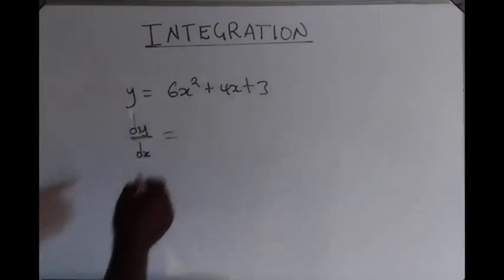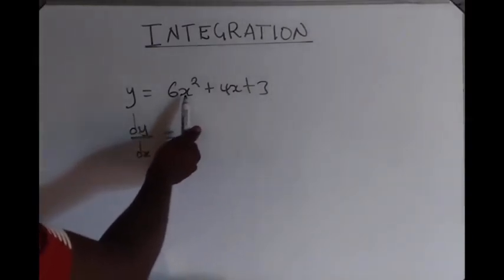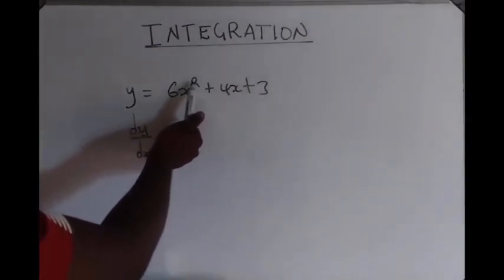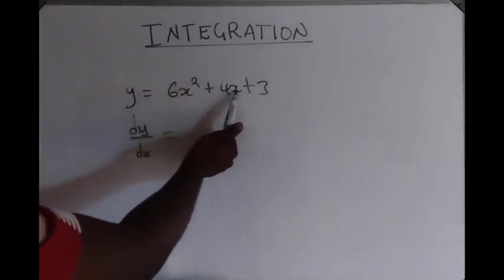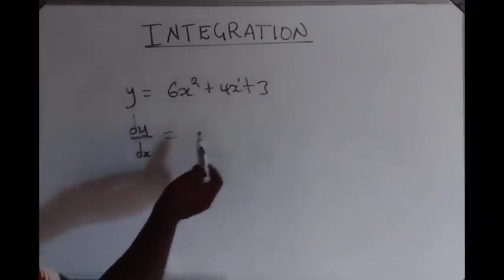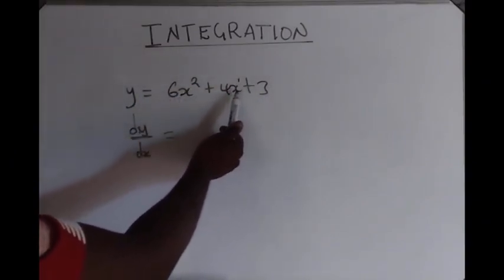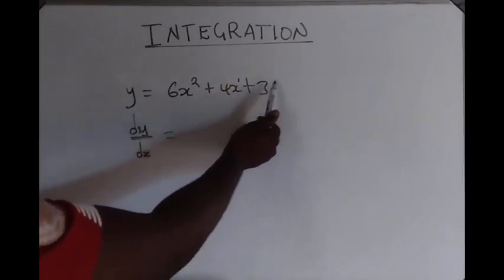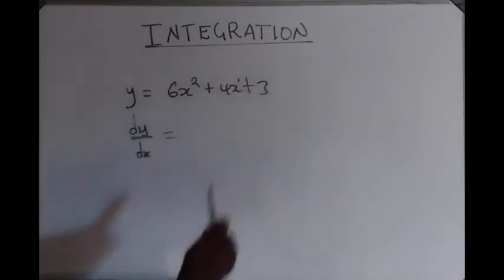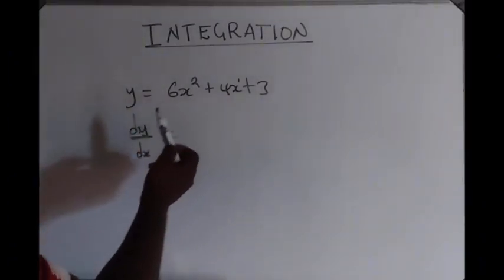When you are differentiating a function, the rules are as follows. You can see this variable x has a power of 2, and this variable x in the middle has a power of 1. Now look at the coefficients. For x squared, the coefficient is 6. For x to the power of 1, the coefficient is 4. Then we have a constant value, which is 3.